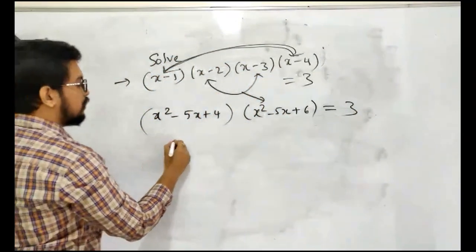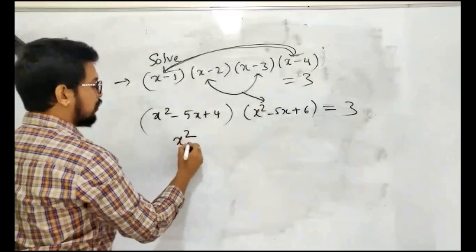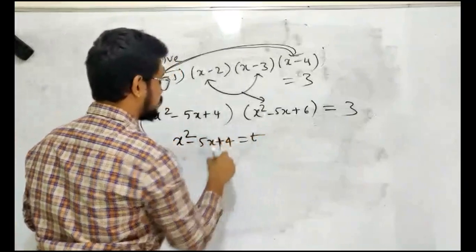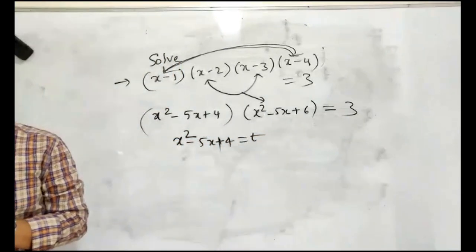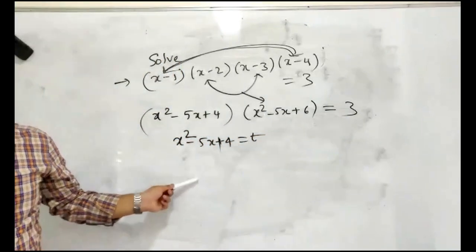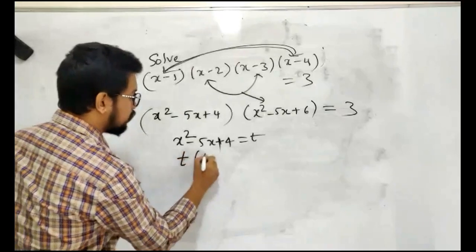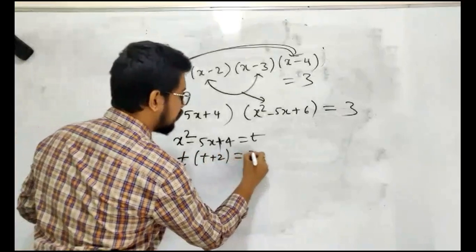What you take is that you take x square minus 5x plus 4 is equal to t. So what do you get? You'll get t into t plus 2 is equal to 3.